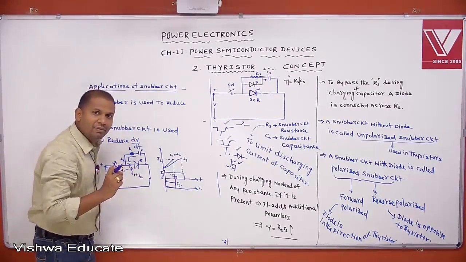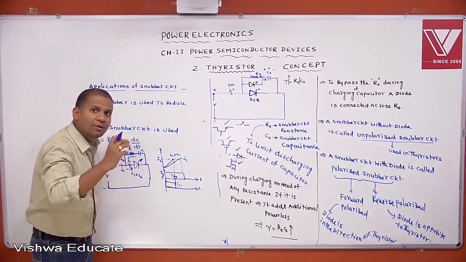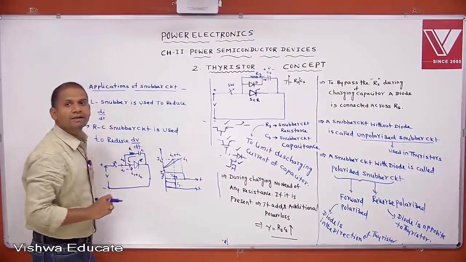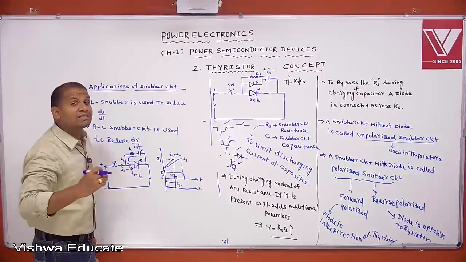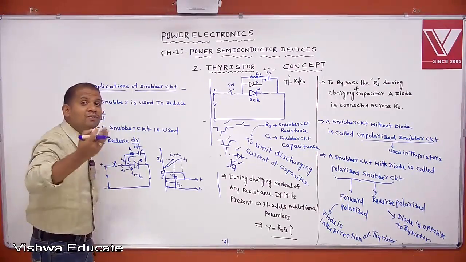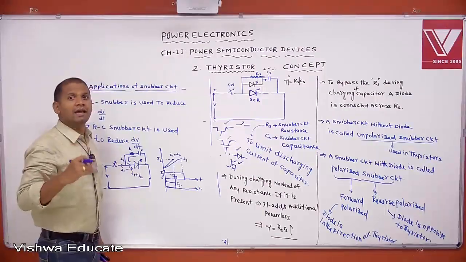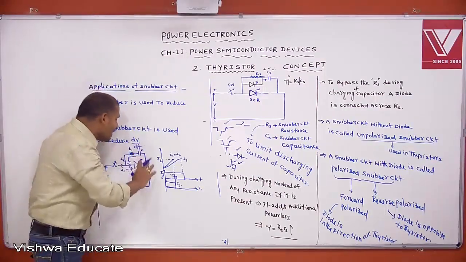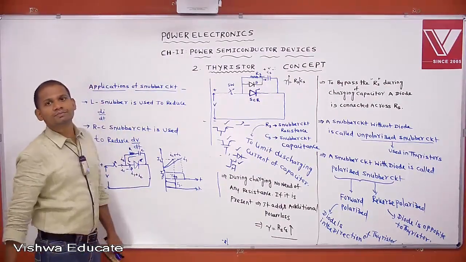We can apply the gate terminal, we can connect the gate signal, for more time or less time? Less time we can connect. Whenever it reaches the latching current within less time, for turn on of the thyristor, does it take more time or less time? Less time. That's why this is another application of a snubber circuit.